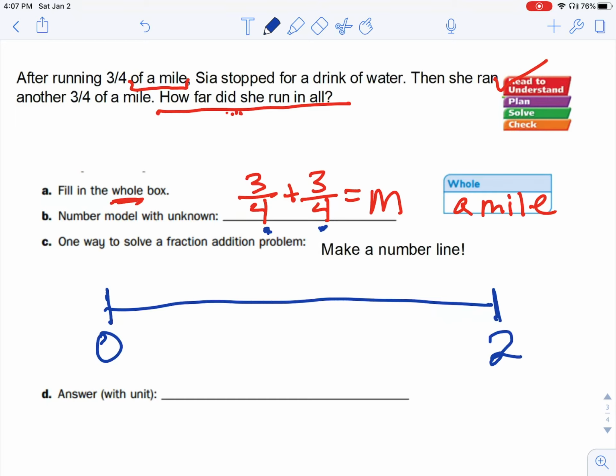Okay, so I make my big benchmarks. I have 0, I have 1, and I have 2. And now think, we have a denominator of 4 here, right? 3/4 of a mile. So that means I'm splitting the whole up into 4 pieces. So I'll split it like that. Now this is 1/4, 2/4, 3/4, 4/4, or a whole. So I know I did it correctly, right? And same here. I'm going to go ahead and label all of these just so I don't get confused.